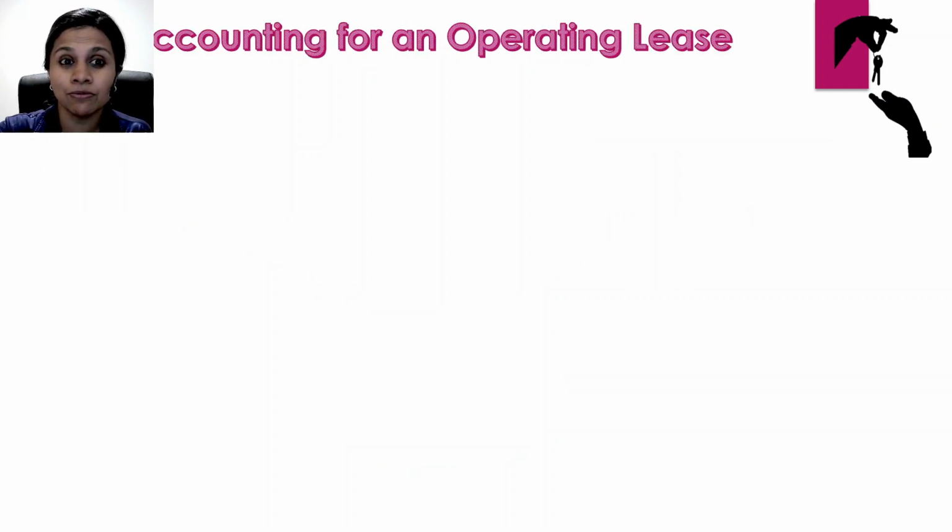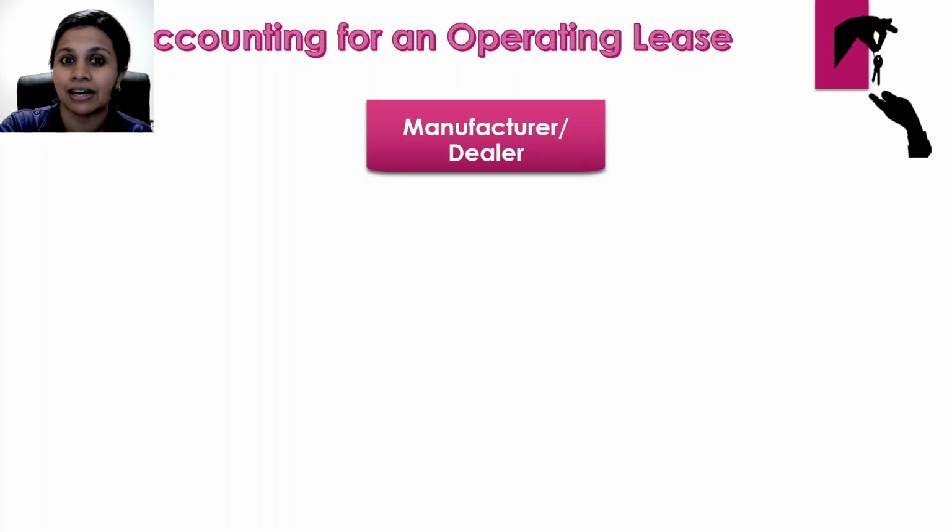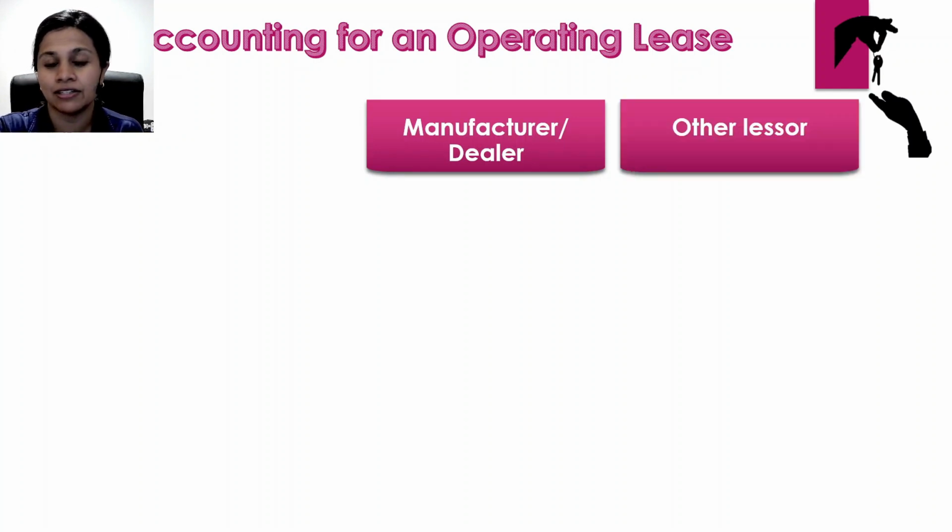Right. So now let's move into accounting for an operating lease. Now in finance lease, we learned that there are two types of lessors, the manufacturer dealer as well as other lessors. The accounting treatment of finance leases was different based on what type of a lessor you are. Thankfully, for an operating lease, it does not matter because the accounting treatment is identical whether you are a manufacturer dealer or a regular lessor.